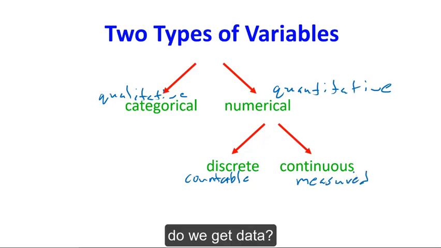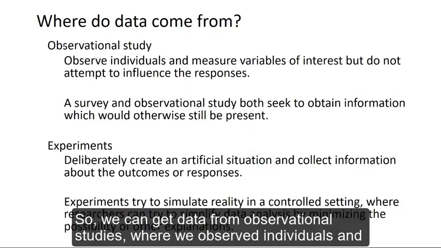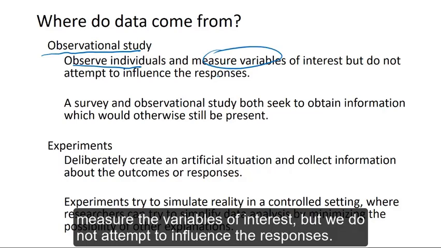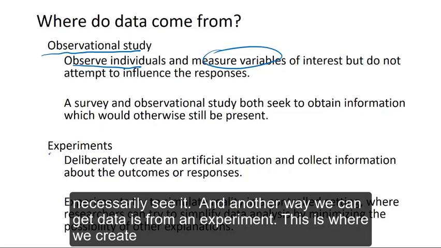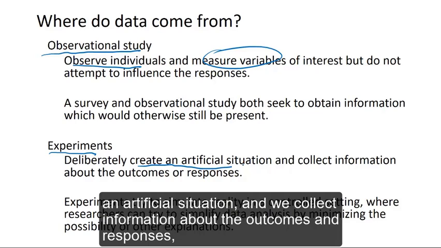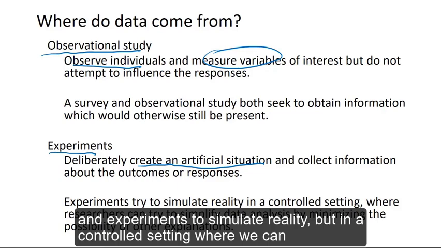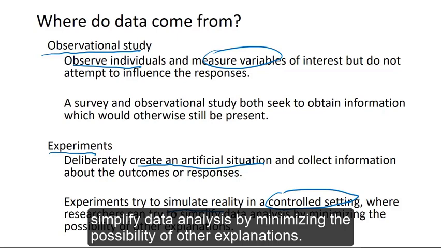But where do we get data? So we can get data from observational studies where we observe individuals and measure the variables of interest, but we do not attempt to influence the responses. Now, a survey and an observational study both seek to obtain information that would still be present. We just cannot necessarily see it. And another way we can get data is from an experiment. This is where we create an artificial situation and we collect information about the outcomes or responses. And experiments try to simulate reality, but in a controlled setting where we can simplify the data analysis by minimizing the possibility of other explanations.